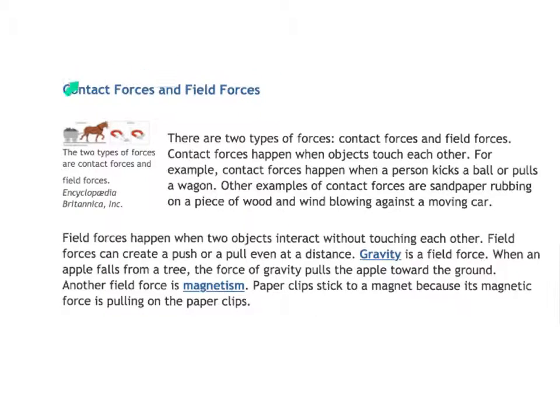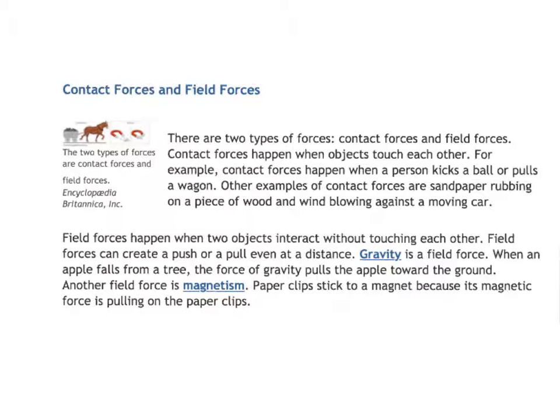Subtitles within informational text are extremely helpful because they break the text up into sections and they tell you what each section will be about. This subtitle tells us that this section is going to be about contact forces and field forces. There's also a diagram and a caption. They give us an example of a contact force, the horse pulling the wagon, and a field force, magnetic forces.